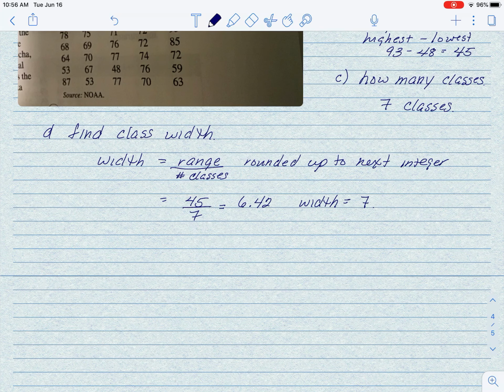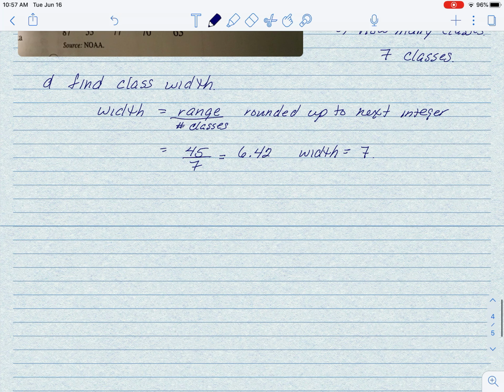Now, what happens when you divide and you get an integer value already? This is something to remember because it's an odd thing. Okay, so let's say we had 9 classes, and we still had a range of 45. If I went 45 divided by 9, I'd get 5. And I got an integer value.